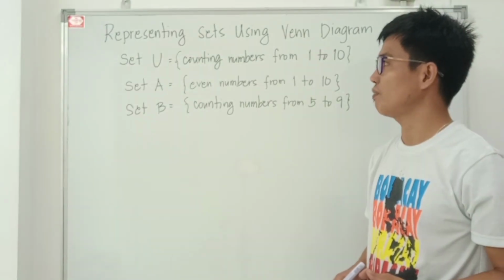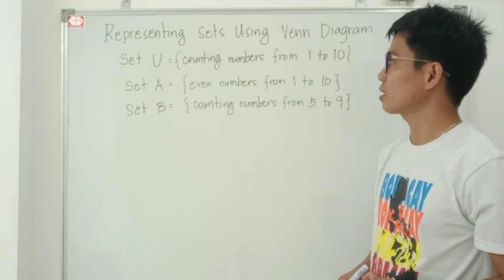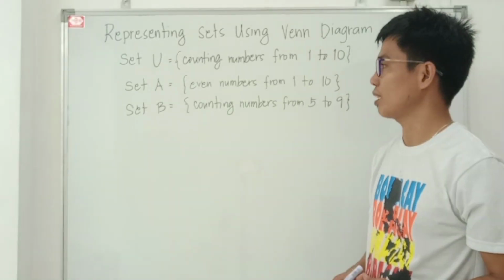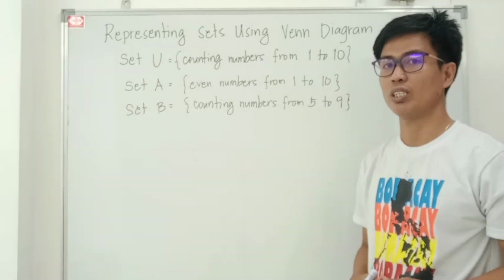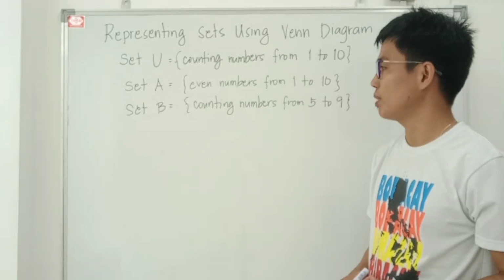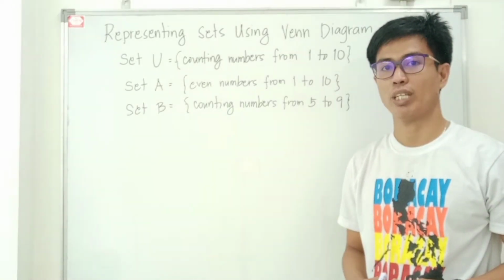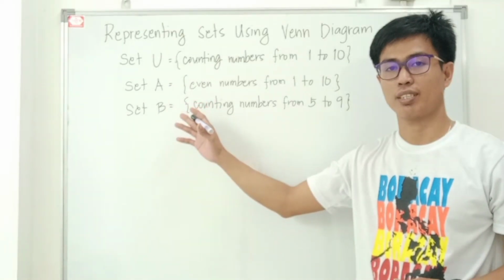So we have here a given set U, or the universal set, with elements counting numbers from 1 to 10. And we have set A with elements even numbers from 1 to 10. And set B with elements counting numbers from 5 to 9. So how do we represent this kind of set?